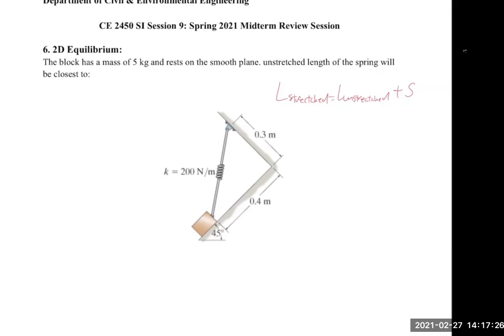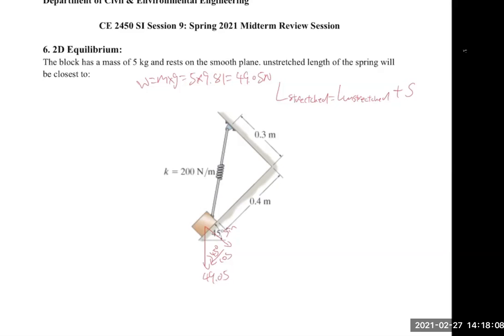Okay, so what's given? Mass is given, but we don't want mass, we want weight. What are we gonna do? Weight equals mass times the gravity equals 5 times 9.81, which is 49.05. And then this is the weight of the block right here, which is 49.05. Then we can draw our triangle for that. Okay, and this will be 45 degrees right here. Okay, and this will be cosine, this will be sine.